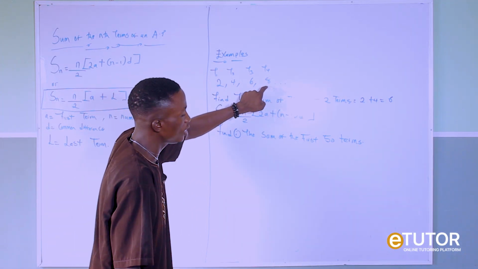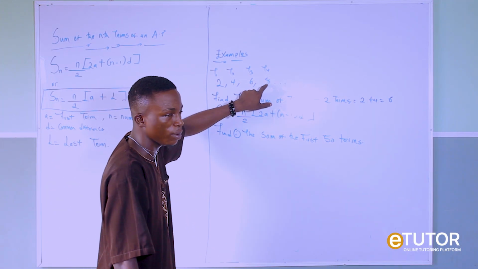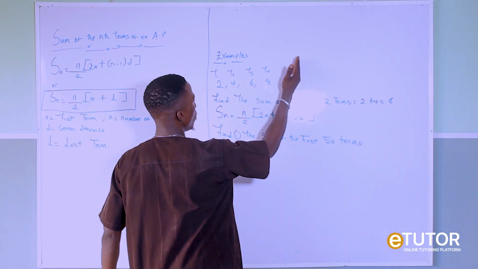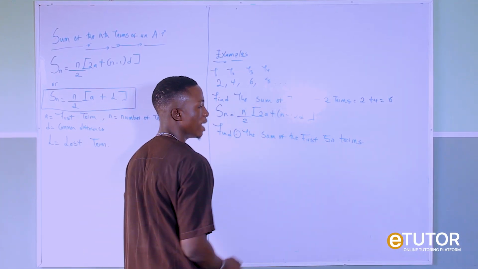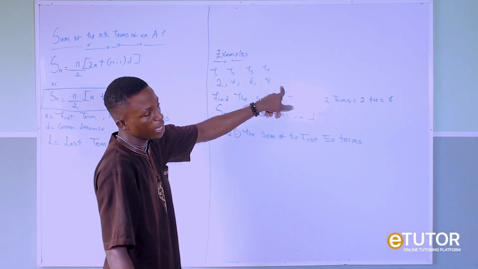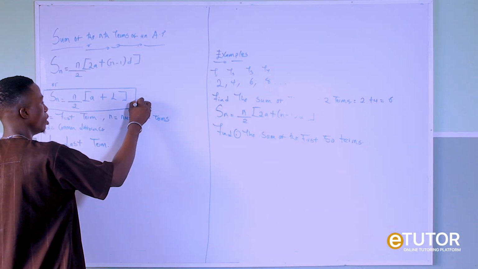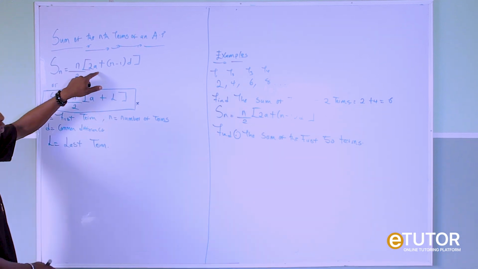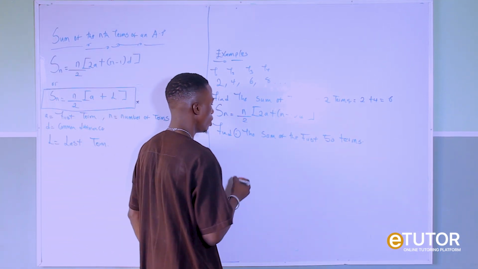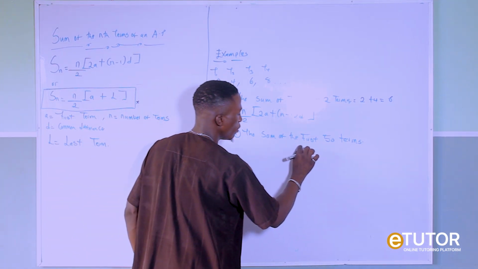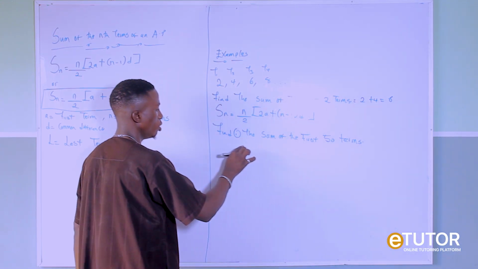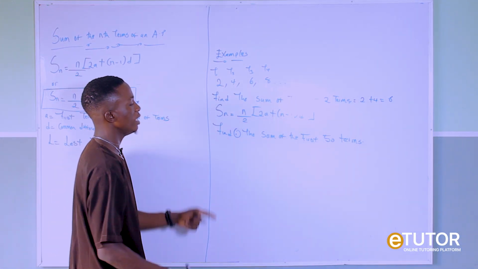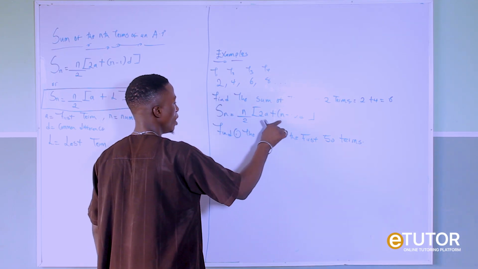Remember I said 8 is not the last term, but it is what? The 4th term. So if there was a number right here after the 3 dots, that would be the last term. But here, the last term is not specified. So that is why we cannot use this formula. So instead, we'll use the first one. Now, we're told to find the sum of the first 50 terms. And remember, to use this formula, you need your n, your a, and d.